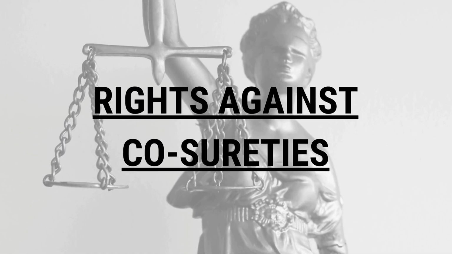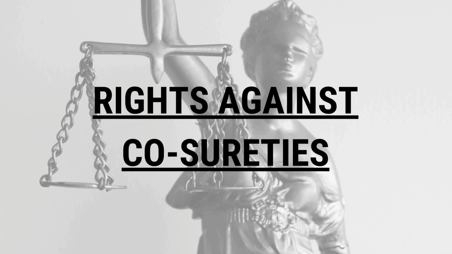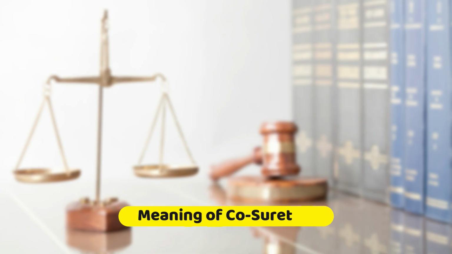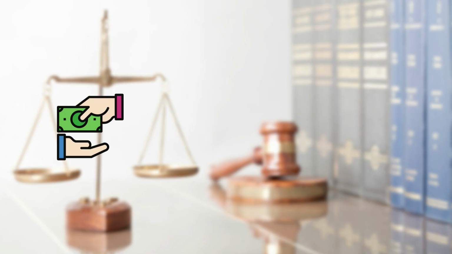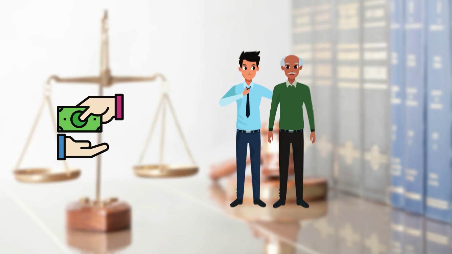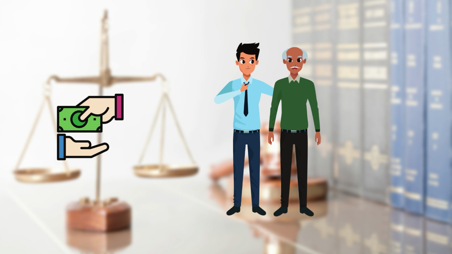The third right is the right against co-sureties. Now, let me explain the meaning of co-surety first. Co-sureties are those people who have taken the responsibility to make the payment in a joint manner, in a several manner, in a composite manner, in a collaborative manner. So, co-sureties are those who are part of the surety contract.